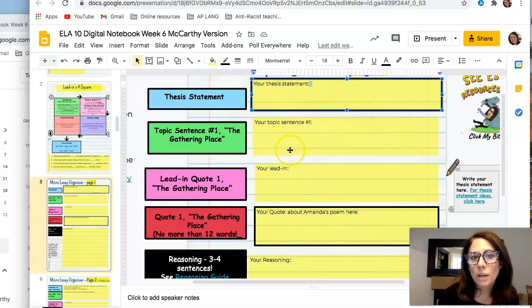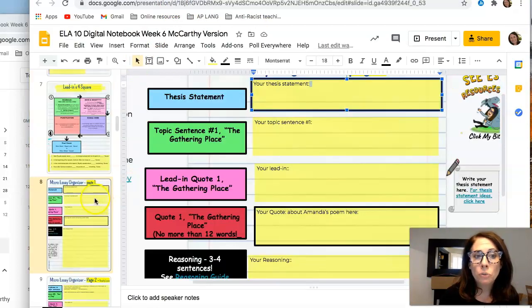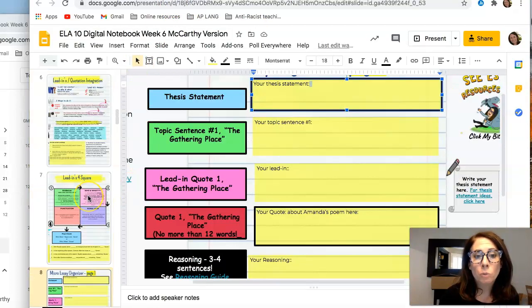If you would like to write your own, you may do that, but I do want you to email me your thesis statement before you get started if it's not one of these. I just want to make sure that it's what we need for you to write a really strong essay. So you always start with that thesis statement. And then immediately after the thesis statement, you are going to jump to find evidence.